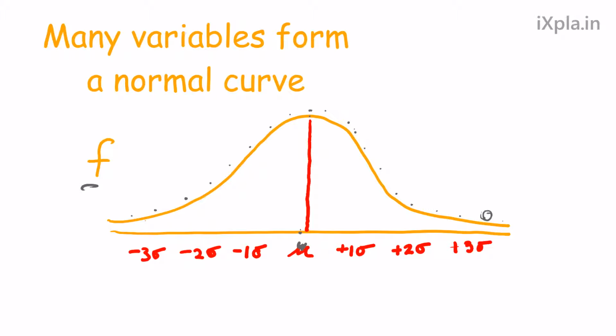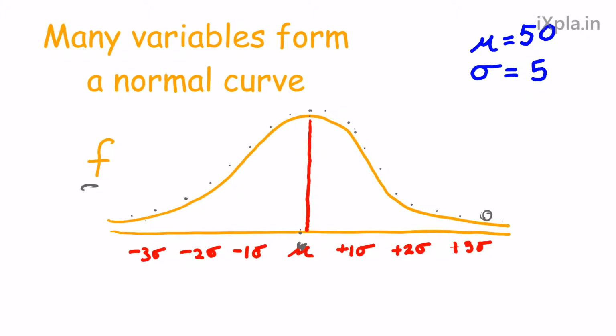Now I've put in a little number line here. That little number line is the number line that's going to be true for all normal curves. The center of the number line, the center of the curve, is mu. That's the symbol for the mean of a population. And then the next number to the right of that is mu plus 1 standard deviation. The next symbol to the right of that is mu plus 2 standard deviations, and so on.